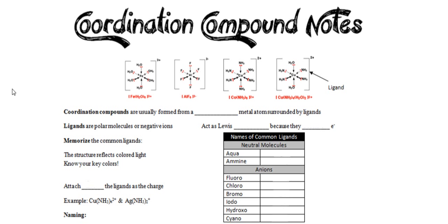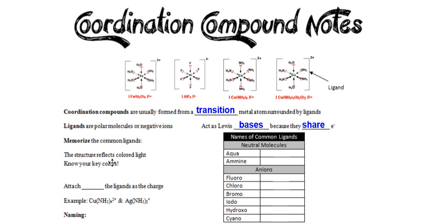Again, if I'm going too fast, please just pause. These are coordination compounds. It's more complicated than this, but basically these are compounds that are more complex. They do not follow the octet and what we understand as bonding the way that we've been learning it. So coordination compounds are usually formed from a transition metal surrounded by ligands. And a ligand is usually a neutral or an anion, polar molecules or negative ions, and they act as Lewis bases because they will share electrons. Okay, they give away their electrons.